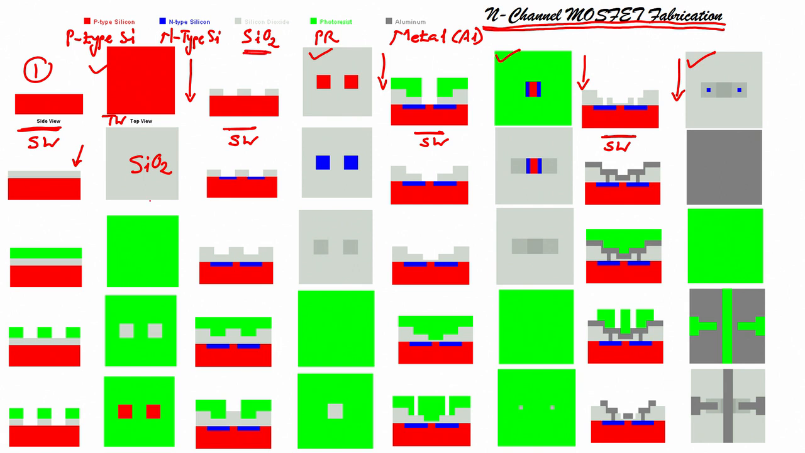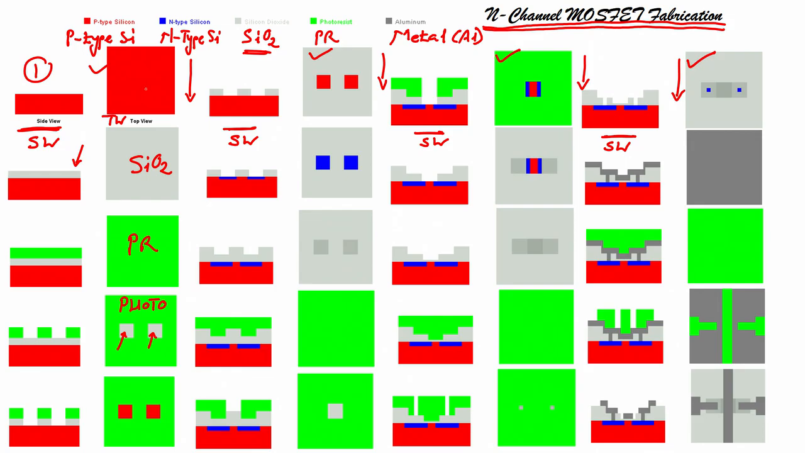Next step is we have spin coated photoresist, easy. Next step is we have performed the photolithography and created a window, that means we have etched the photoresist from these two window areas, correct. You understood, right?